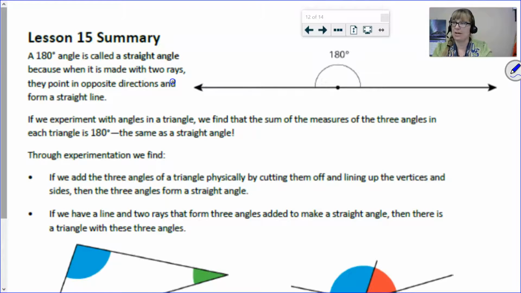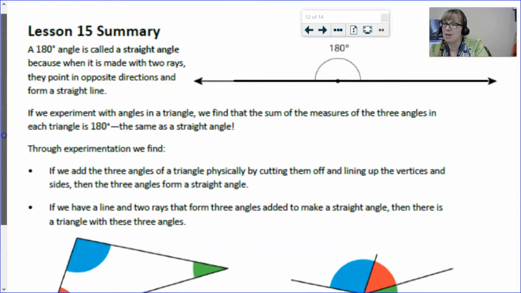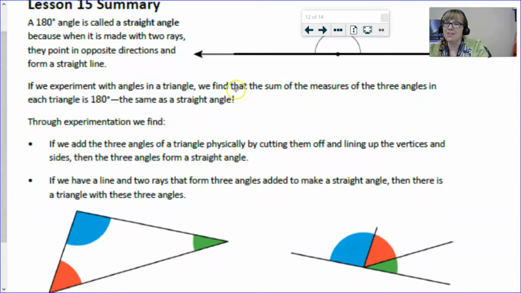Let's move on to our summary now. A 180-degree angle is called a straight angle because when it is made with two rays, they point in opposite directions and form a straight line. That's what I showed you in the beginning. I had this angle formed and I continued to rotate this around until it was 180 degrees and formed a straight line. If we experiment with angles in a triangle, we find that the sum of the measures of the three angles in a triangle is 180 degrees, the same as a straight angle.